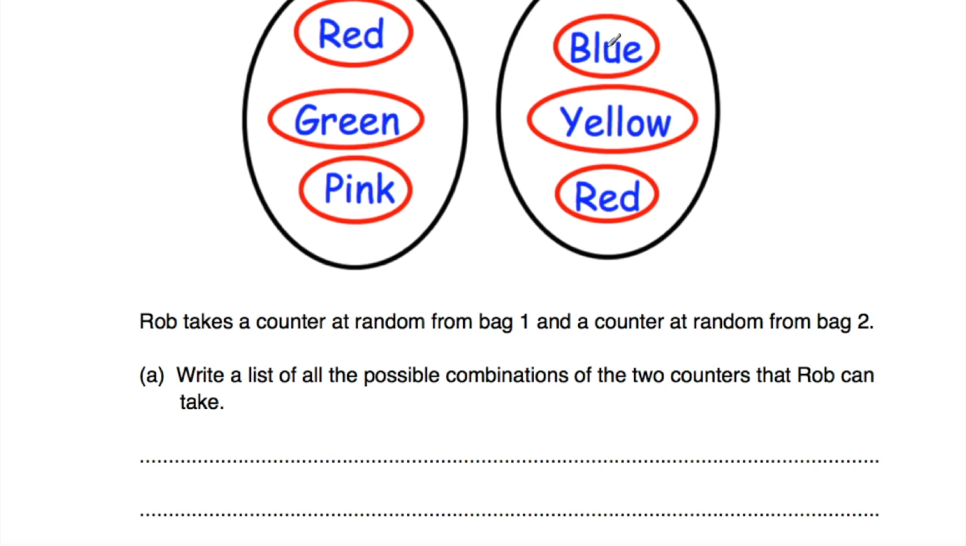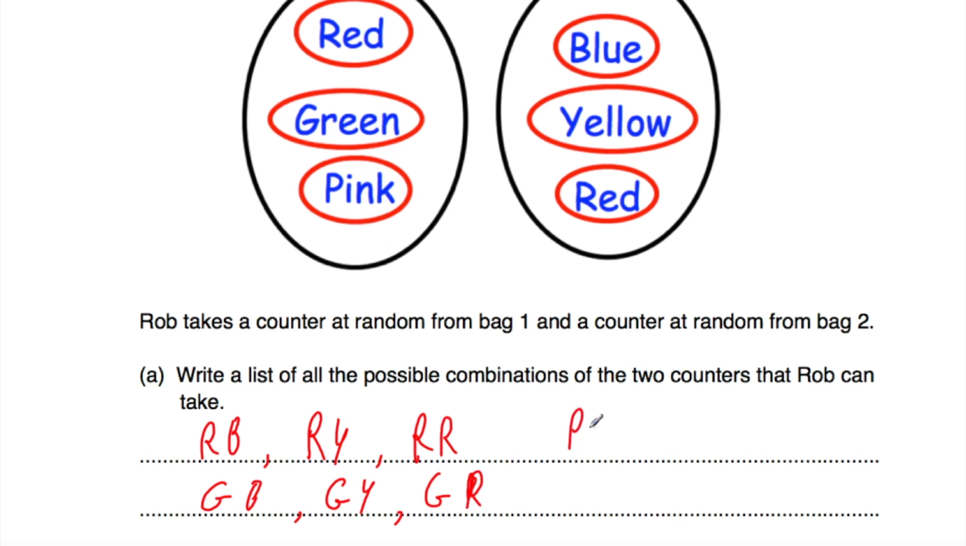So he could take a red and a blue, a red and a yellow, and then a red and a red. So they're all the options where he gets a red from bag 1 first. Now let's consider if he gets a green from bag 1. So it could be a green and a blue, a green and a yellow, and then finally a green and a red. And then if he picks a pink from bag 1 first, it could be pink and blue, pink and yellow, and finally pink and red. So there are all the possible combinations of counters that Rob could take.